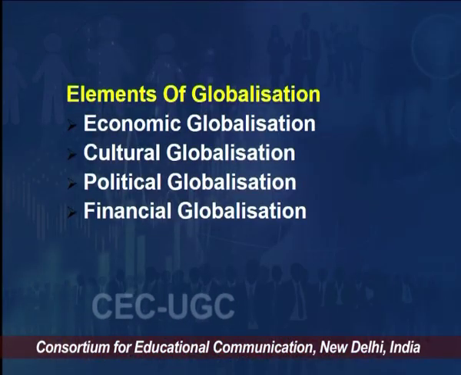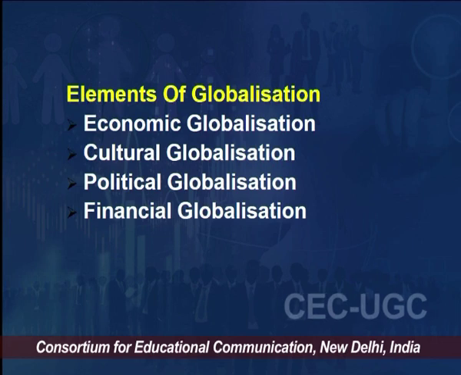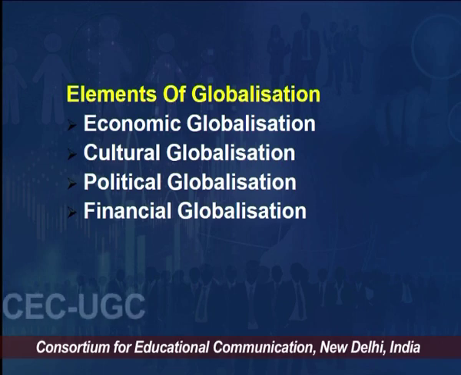Governments attract foreign capital. Nowadays, all the governments in developing and less developed countries have realized that foreign capital is required for the development of that country, and that is why they are attracting foreign capital. Now, the next heading is elements of globalization. We will discuss 4 elements: economic globalization, cultural globalization, political globalization and financial globalization.